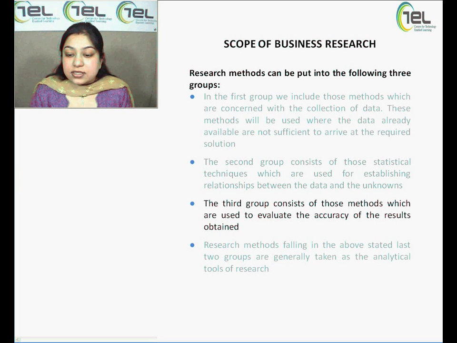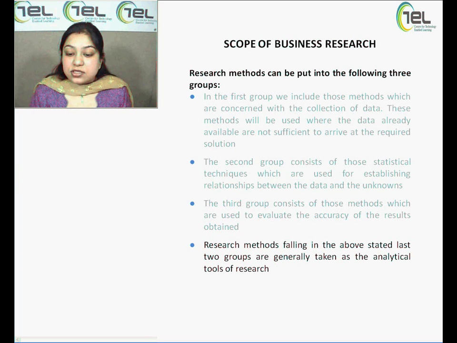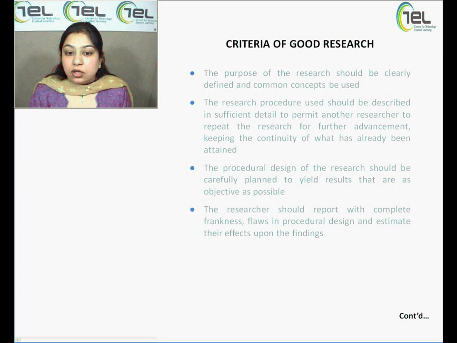The third category is where you want to evaluate the accuracy of results, whether the results you have got through your whole research are accurate or not. When you want to study this, you can apply business research methods. Research methods falling in the last two categories, where you apply statistical techniques and test the accuracy of data, are known as analytical tools of research.